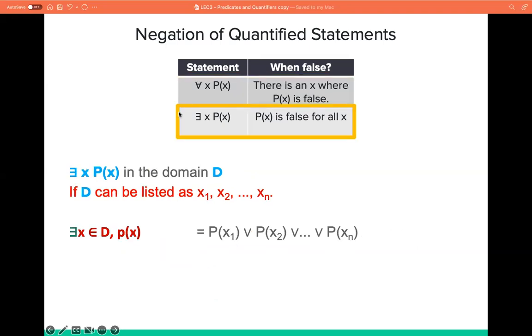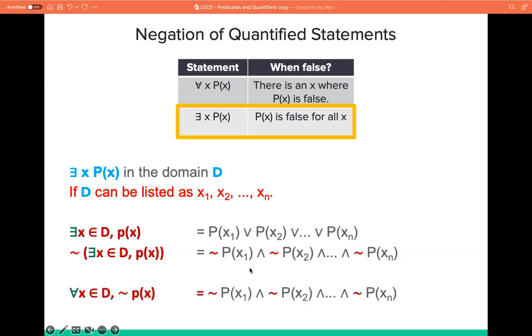Meanwhile, for the existential quantifier, if we can list down each of the elements in the domain, then it is equivalent to P of x sub 1 or P of x sub 2 until P of x sub n. Note that the existential quantifier is tied to disjunction. Now, if we take the negation of this existential quantifier, then we are also simply applying De Morgan's law to this whole expression. We negate each of the predicates, and we take the connective and instead of or.